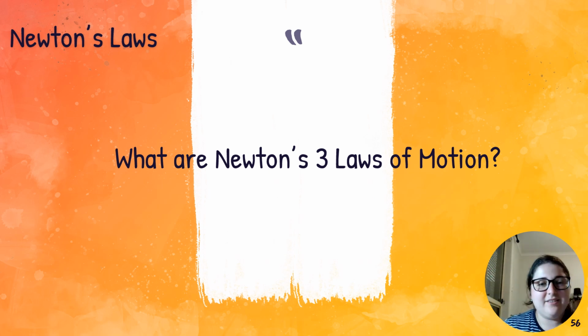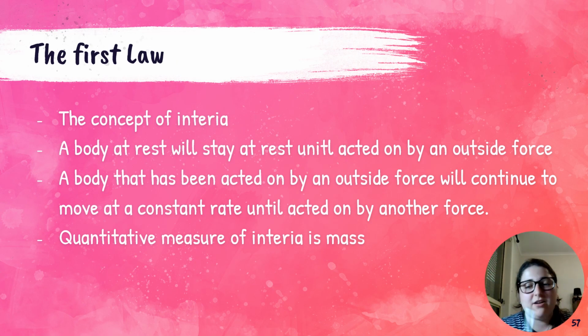Okay. So, let's go through his 3 laws. I'm hoping you all have them written down. You should know what they are. Alright, so, the first law is the concept of inertia. The first law states that a body at rest will stay at rest until acted on by an outside force. Continuing on to say, a body that has been acted on by an outside force will continue to move at a constant rate until acted on by another force. The quantitative measure of inertia is mass.